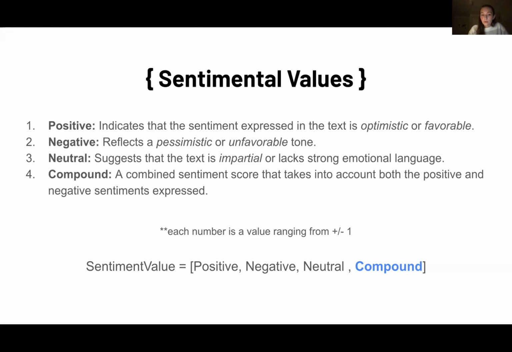Another notable thing to mention is that each of these values ranges between plus or minus 1. So if it's 1, it means that it exists and is very prevalent in the text, and the negative 1, it's less present.